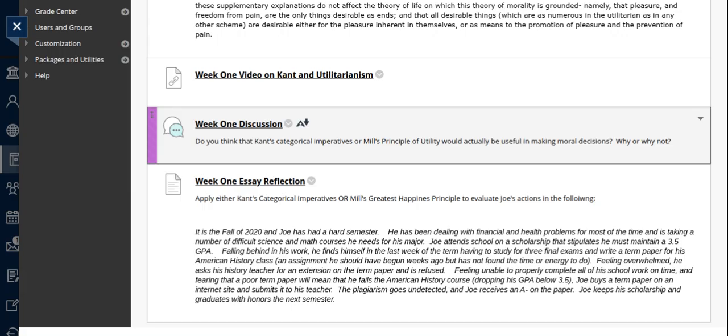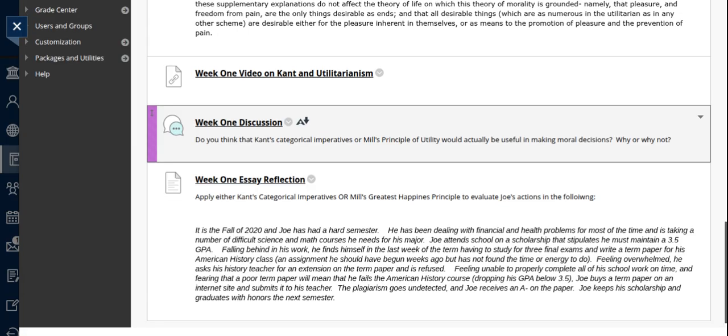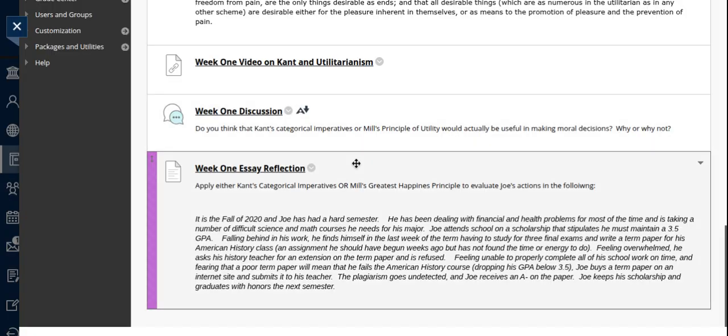That is, instead of just saying I agree with you or disagree with you or good post or whatever, actually address what the person has said. Again, briefly, but thoughtfully and substantively. The other weekly assignment is the essay reflection. The essay reflections are 250-word essay responses to a question or something in the week's materials.